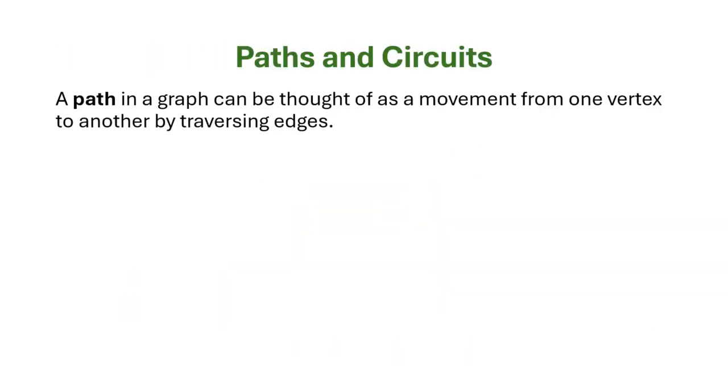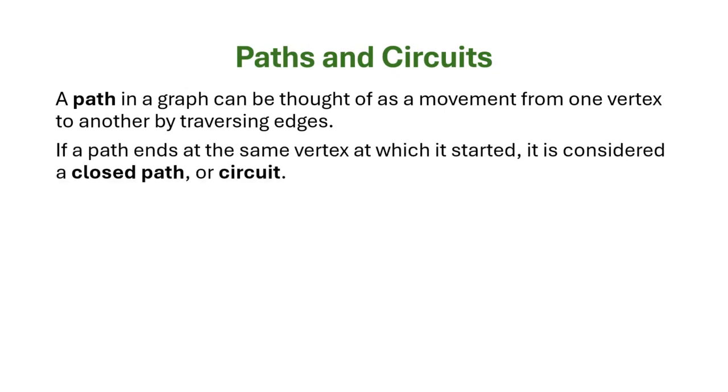The next definition is that of paths and circuits. A path in a graph can be thought of as a movement from one vertex to another by traversing edges. So what we expect a path to be is kind of like a road that you're following along the edges. You're traversing or traveling along the edges. That creates a path. If a path ends and starts at the same vertex, then we call it a closed path or a circuit. I'm just going to use the word circuit. So it's kind of like a closed path. You start and you end at the same point.